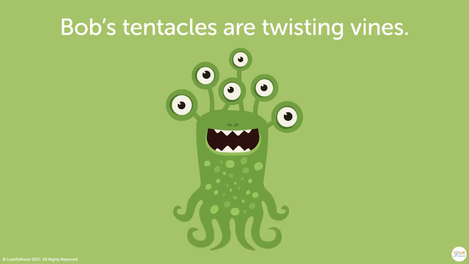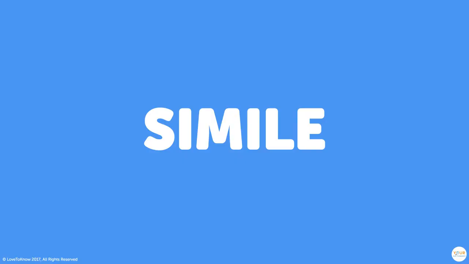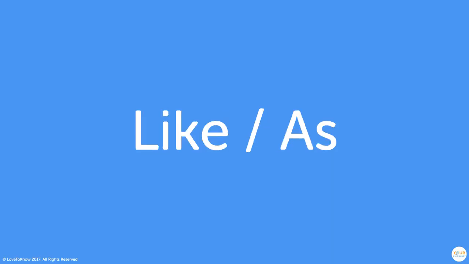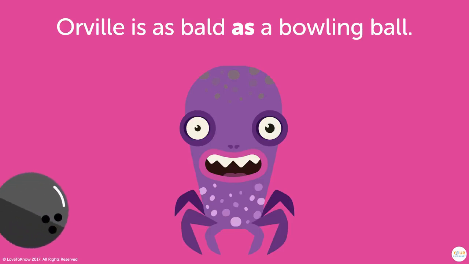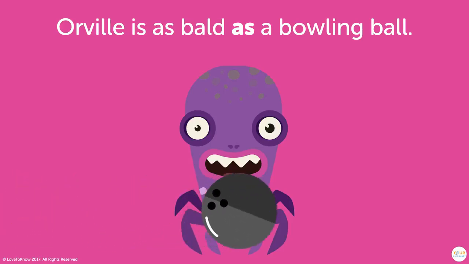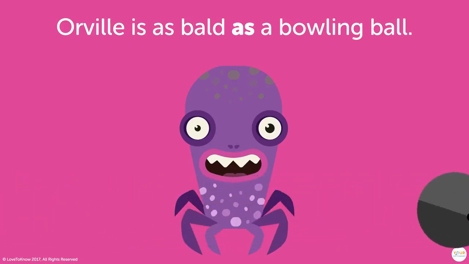Often, people get metaphors confused with a similar figure of speech, the simile. A simile makes a comparison between two different things using like or as. An example of a simile is, Orville is as bald as a bowling ball.